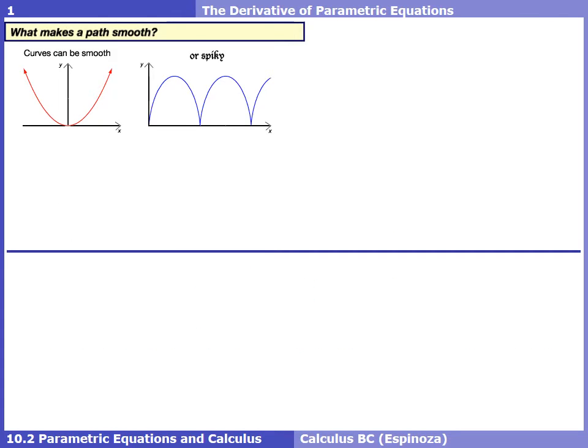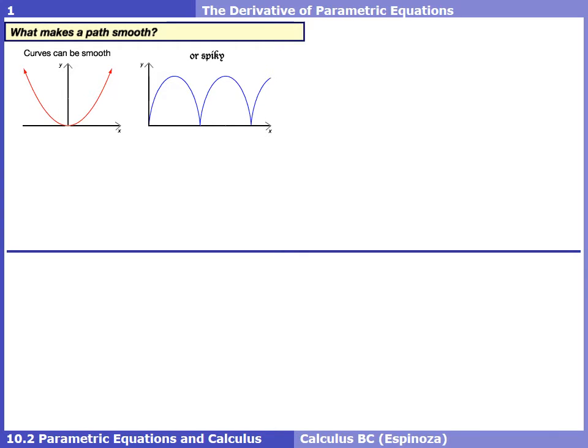So now we're ready to take those parametric equations and apply some of the calculus concepts to them. And in this case, we're going to be looking at the derivative of parametric equations. So to build up to that concept, here's the question we're trying to answer. What makes a path smooth?